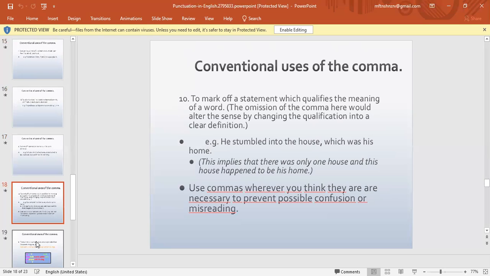And in order to mark off a statement which qualifies the meaning of a word, the omission of the comma here would alter the sense by changing the qualification into a clear definition. He stumbled into the house, which was his home. This implies that there was only one house and this house happened to be his home. Use commas wherever you think they are necessary to prevent possible confusion or misreading.